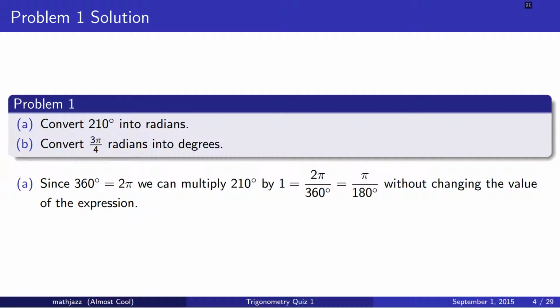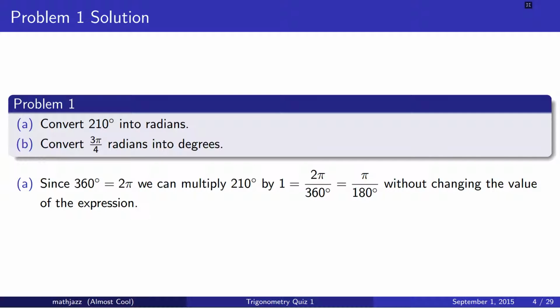Since 360 degrees and 2 pi are both ways of writing one full rotation around a circle, they're equal to each other. And so multiplying by one divided by the other is equivalent to multiplying by 1. It does not change the expression, it merely converts the units in which the expression is being expressed.